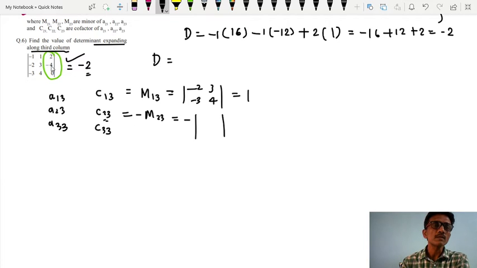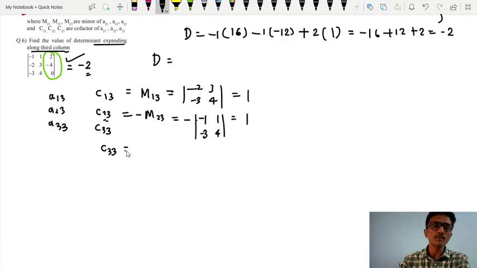M23 is the minor of the element of the second row and third column. Delete this element's row and column, and the remaining elements are minus 1 1 and minus 3 4. What will be the expansion of this? Minus 4 plus 3, that is minus 1, and with the minus sign it will be plus 1. Yes students. So C33 is equal to what?